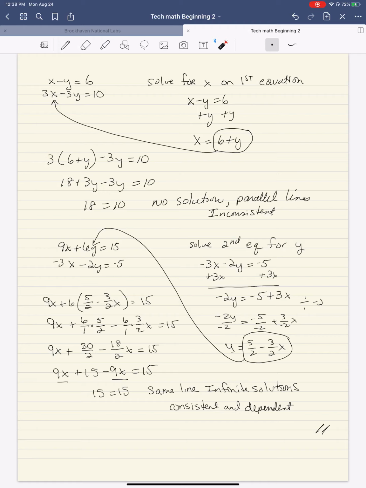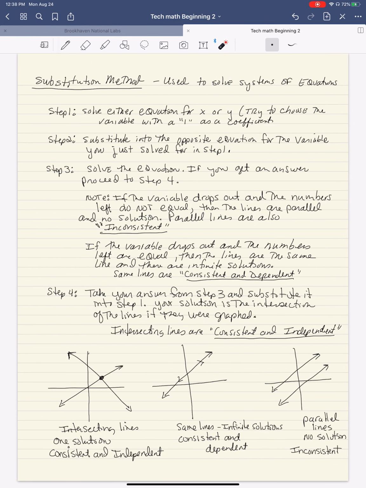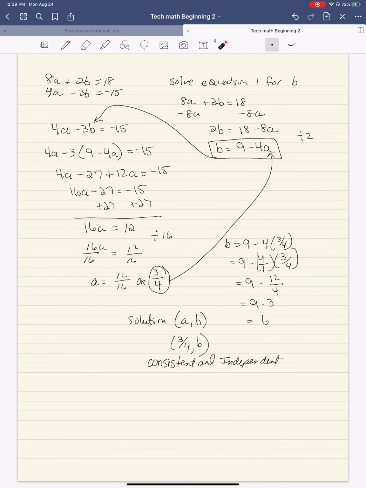Distribute the 3, so you get 18 plus 3y minus 3y equals 10. And all of a sudden, when you get to this step to combine like terms, the 3y subtracting the 3y cancels out, and you get 18 equals 10. So these two numbers do not equal each other. There's no solution. They're parallel lines. They're inconsistent. So if I quickly scroll back to the instructions, if the variable drops out and the numbers left do not equal, then the lines are parallel and there's no solution. So that's what happens when the variables drop out. That's what it looks like.